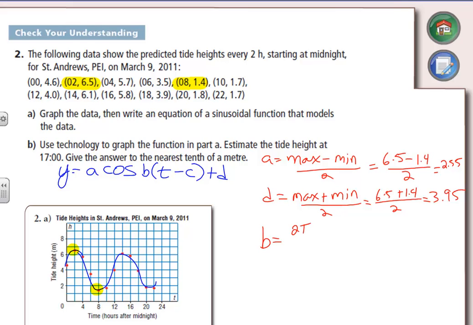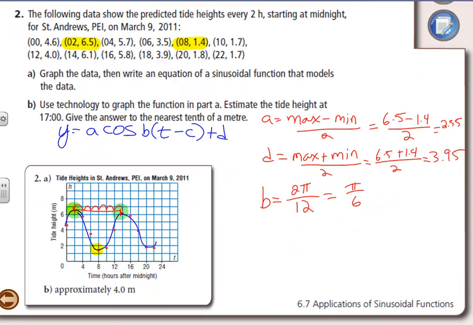It's always 2 pi divided by the period. The period in these situations is going to be from a max to a max or a min to a min. So let's go from this max value to that max value and find out how far apart that is. Each one of these tick marks is worth 2 hours, so it's 2, 4, 6, 8, 10, 12 hours. So about 12 hours. 2 pi over 12 gives me pi over 6.